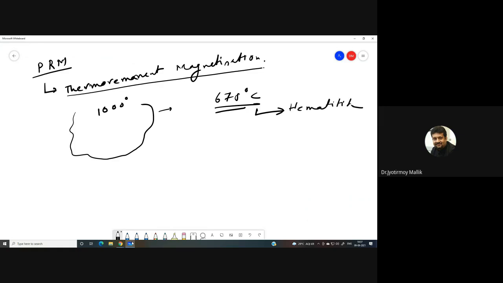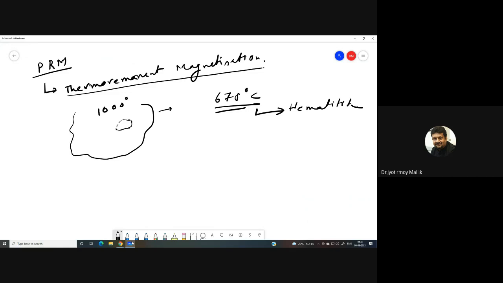Now suppose I have already got hematite in the system. From the molten magma, with temperature decreasing, I have formed this hematite crystal in the rock. As soon as it crosses the Curie temperature, 675 degrees centigrade, it acquires magnetization. It acquires ferromagnetization, to be more specific.